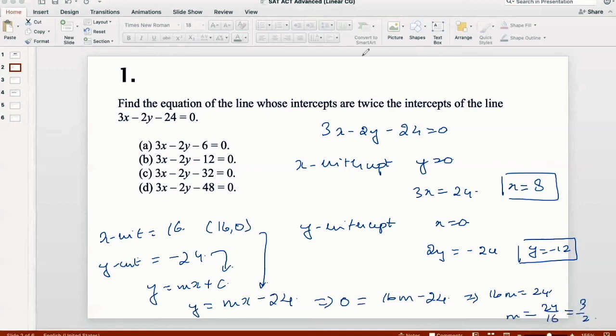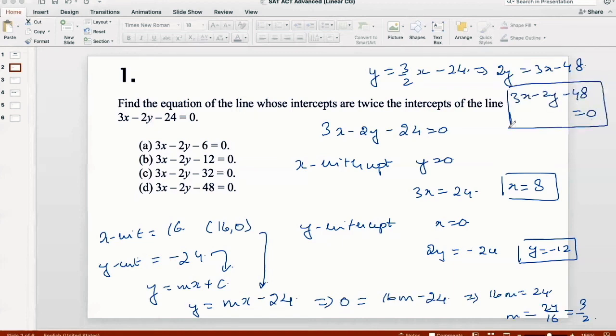So then the equation of my line becomes y is 3 by 2 x minus 24. If I multiply the entire equation by 2, I get 2y is 3x minus 48, or 3x minus 2y minus 48 is 0. So that's my final equation. 3x minus 2y minus 48 is 0. Option D.